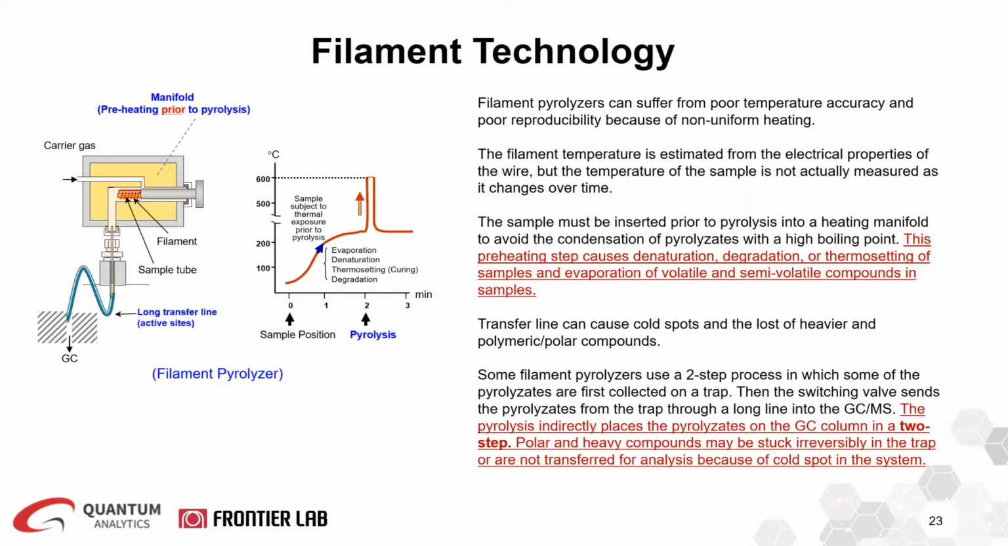On the other hand, filament pyrolyzers can suffer from poor temperature accuracy and poor reproducibility because of the non-uniform heating. Sample placement and heat transfer variations affect the temperature of the sample, depending on where the sample sits in relation to the platinum wire coils and the sample contact. The filament temperature is estimated from the electrical properties of the wire, but the temperature of the sample is not actually measured as it changes over time.